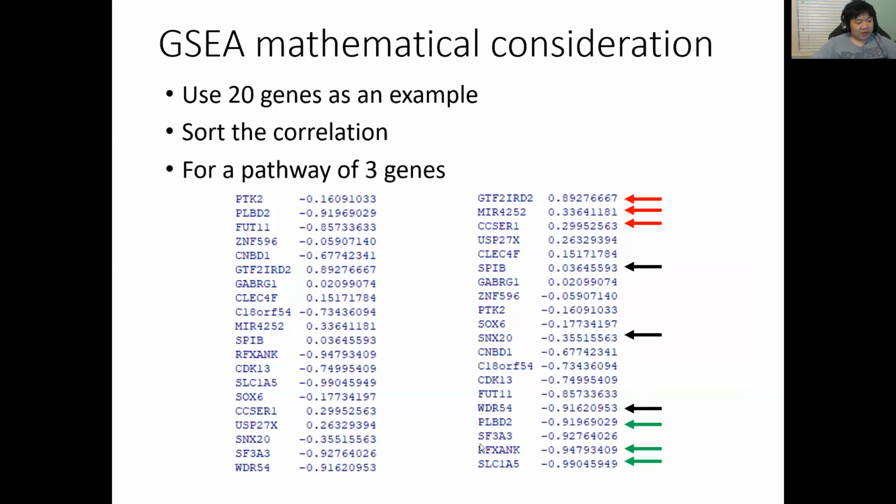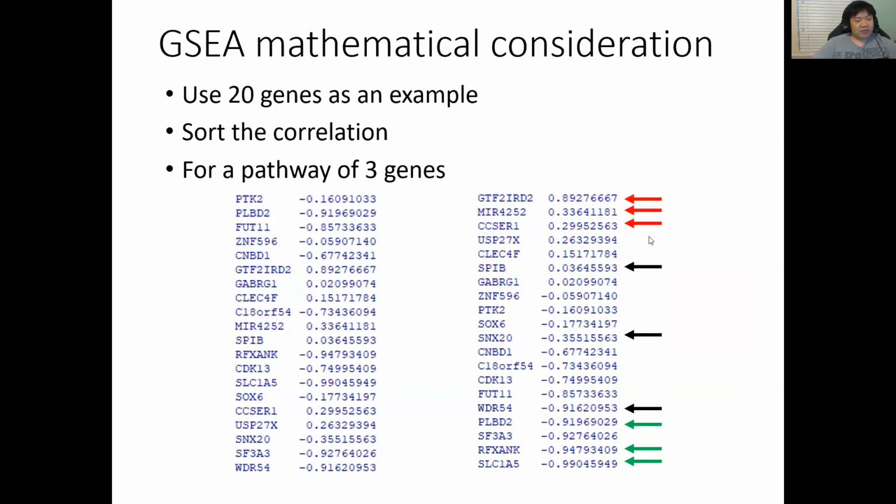And similarly, if we have a pathway formed by the genes PLBD2, RFXANK and SLC1A5, and these 3 genes are about the top negatively correlated genes with knockdown, that means they are the top downregulated genes in the knockdown condition. So we can say this pathway is downregulated. And for a pathway like these 3 genes, they're more likely randomly distributed. So we may consider they are not significantly differentially expressed.